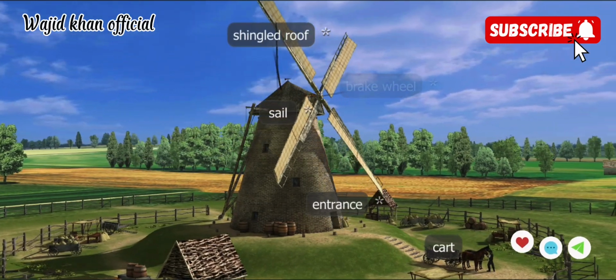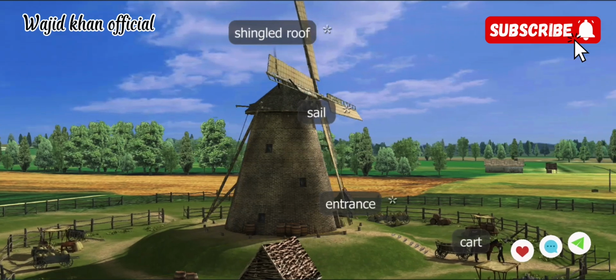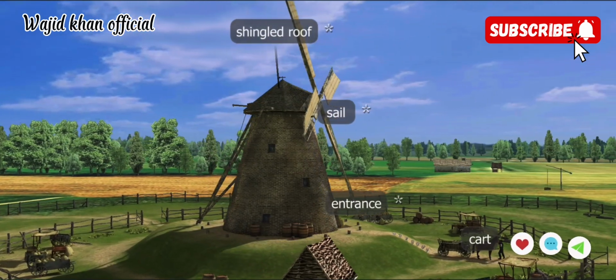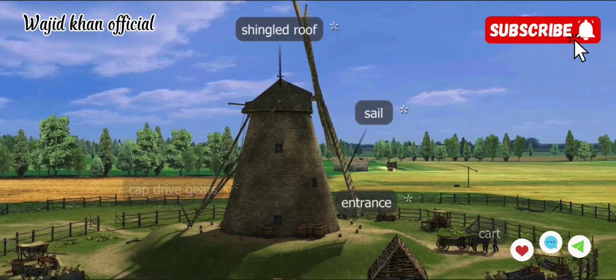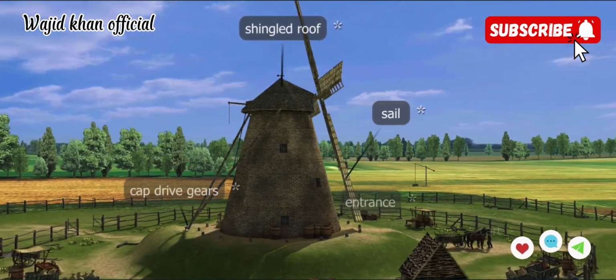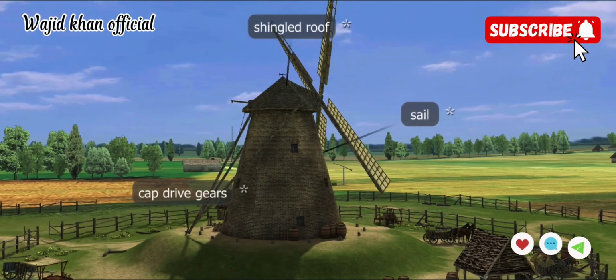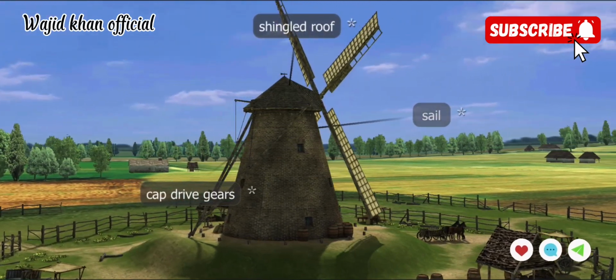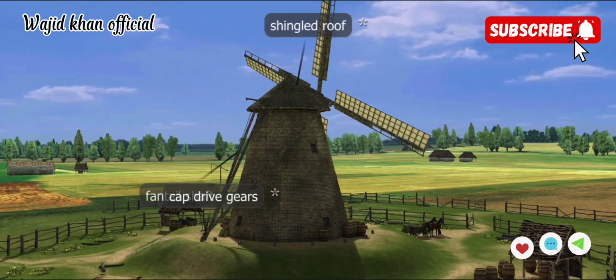History of Windmill. 1. Ancient Persia, circa 7th century AD. The first windmills were likely developed in ancient Persia, modern-day Iran, where they were used for milling grain and pumping water. These early windmills had a vertical axis design and were quite different from the horizontal axis windmills we are familiar with today. The Persian windmill was crucial for irrigating lands in arid regions.